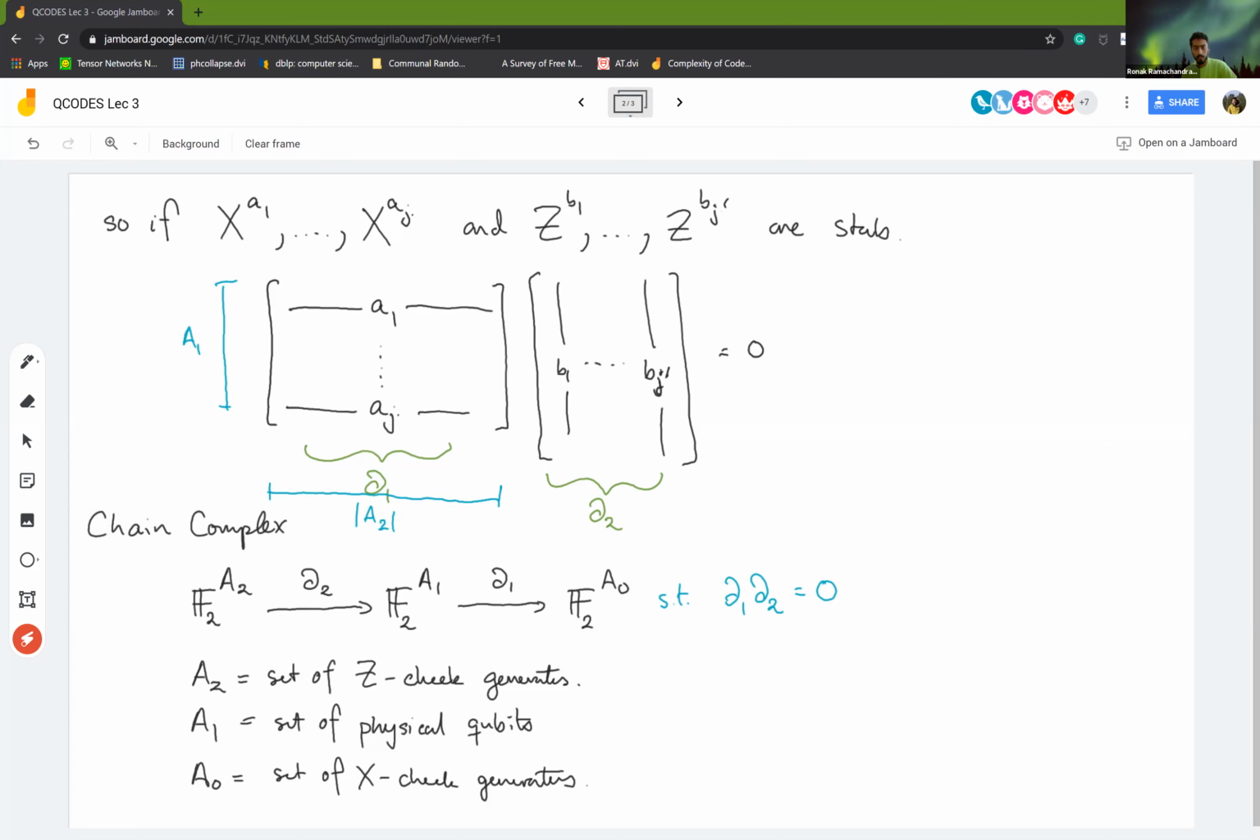And should that have been delta 2 then, since it's going from A2 to A1? Oh, I'm so sorry. This should be A1 to A0. Sorry.